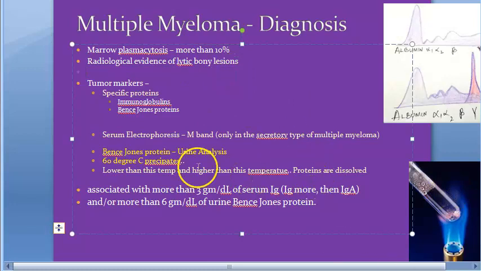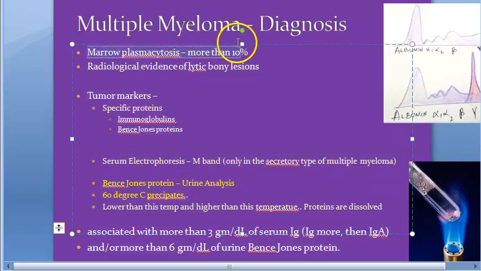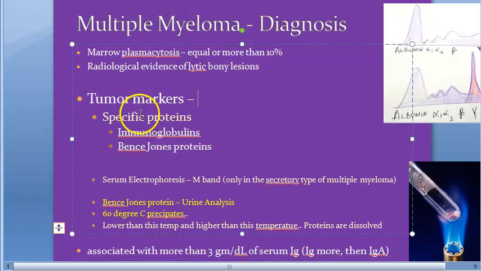So diagnosis, we already covered a lot of diagnosis actually. Just look at the other things now. We saw that in the marrow, the plasmacytosis will be there. There will be a lot of plasma cells, equal or more than 10%, right? Now, in the radiology, you will see lytic bone lesions, punched out lesions, 1 to 2 centimeter, correct? Tumor markers, what are the tumor markers for multiple myeloma? You have immunoglobulins and Bence-Jones proteins.